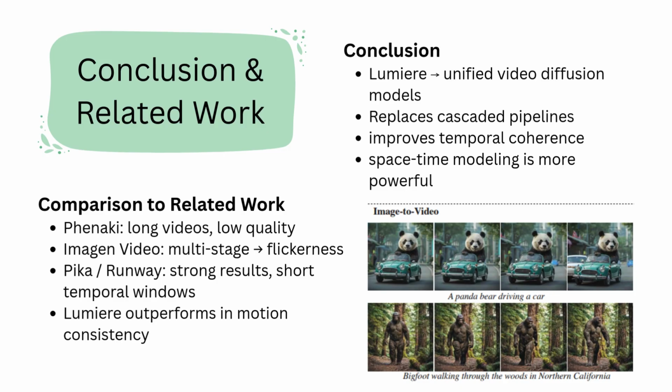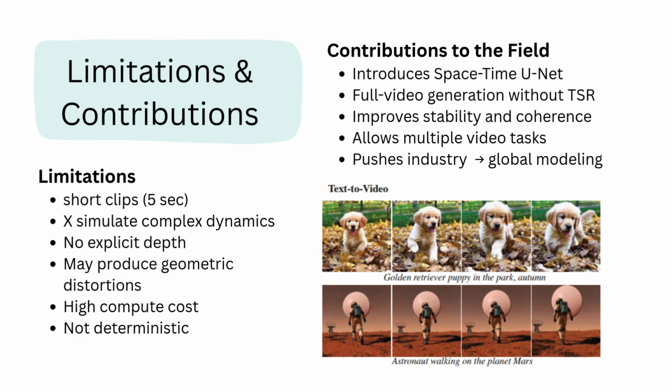A truly general video generation system would need to handle much longer sequences with explicit control over camera paths, object trajectories, and physical interactions. So I view Lumiere as an important step forward, but not really the final solution to video synthesis. Last but not least, the limitations and contributions.